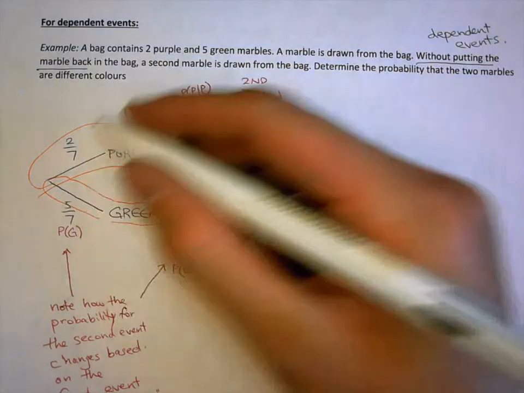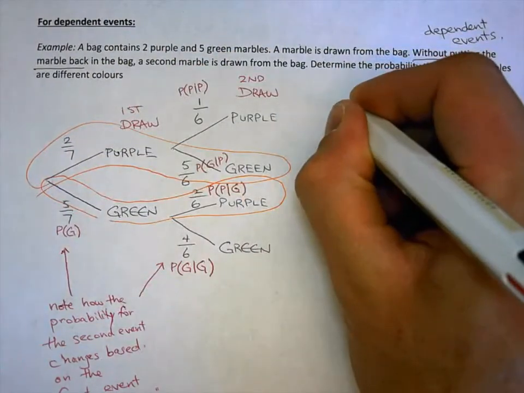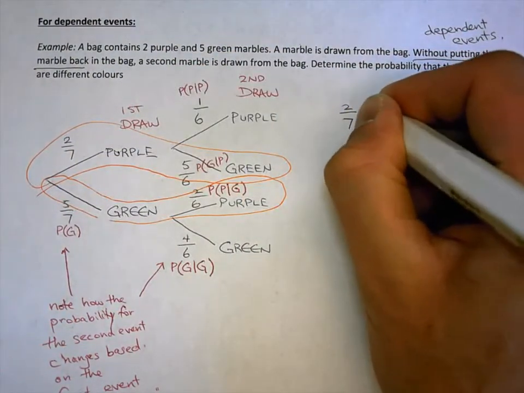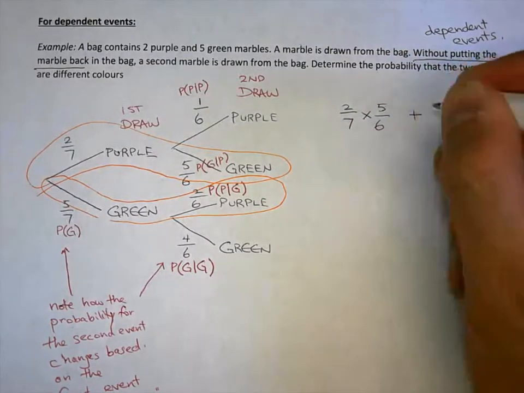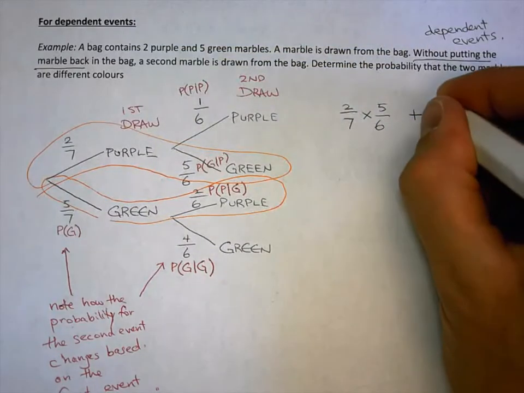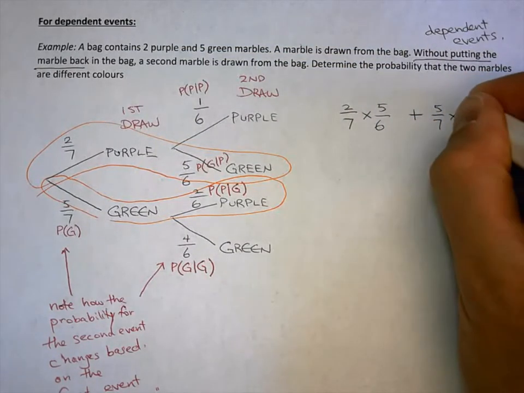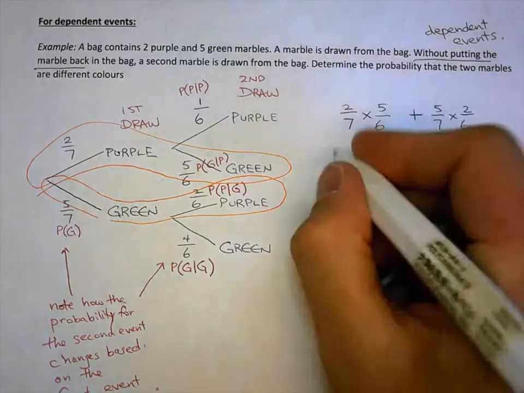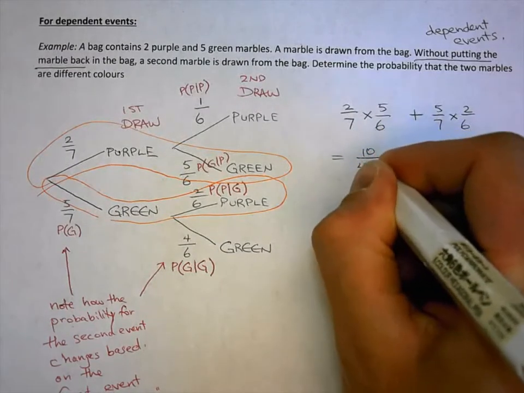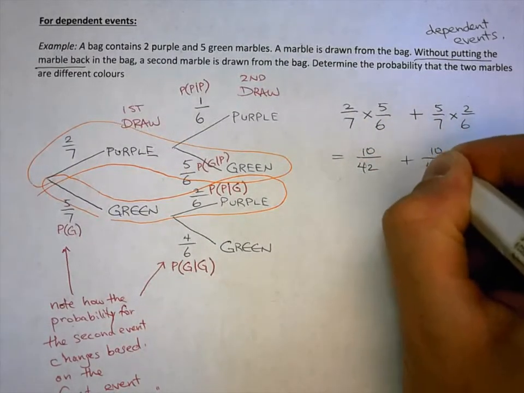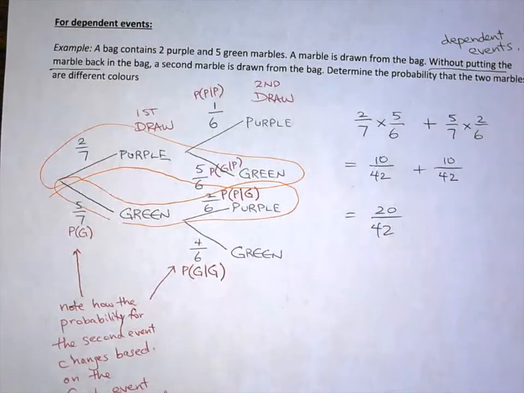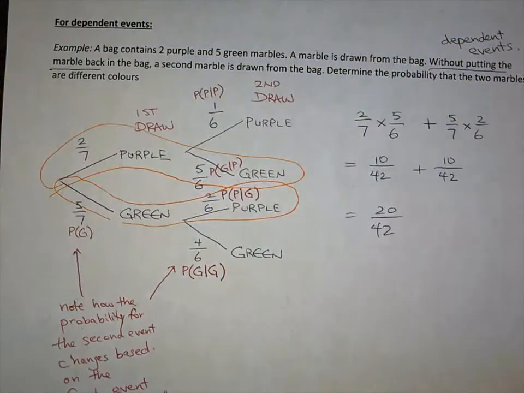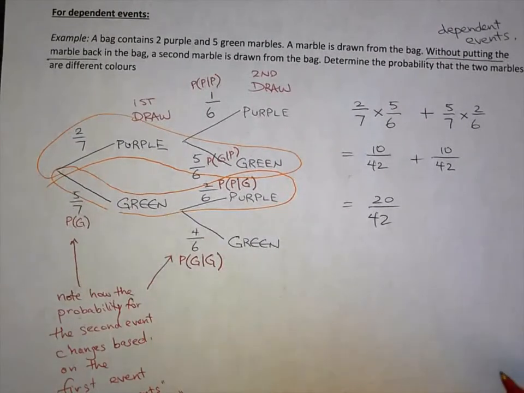So it would be purple, green. The probability of that is 2 over 7 times 5 over 6. And then just like in the last question, I add that to the other branch probability, which is 5 over 7 times 2 over 6. This gives me 10 over 42 plus 10 over 42, so I end up with 20 over 42. That is how you use probability trees to solve probability problems.